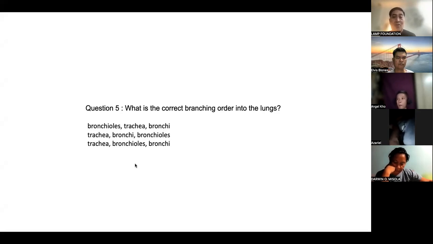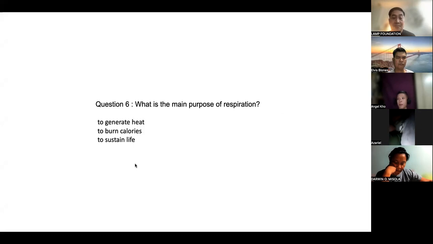What is the main purpose of respiration? To sustain life. What are cilia? Cilia are hair-like projections on the cell surface. What is the singular form of cilia? Cilium. Okay, noted. What is anaerobic respiration?